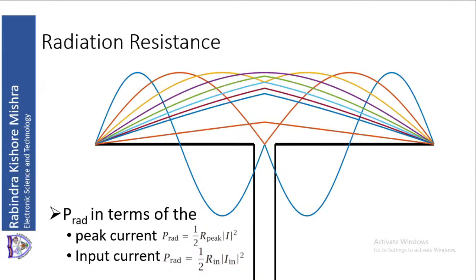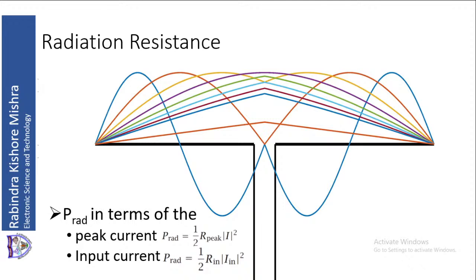Then if L is equal to lambda, which means the total length is lambda, each side is lambda by 2. So you can see this red distribution, which is 0, then goes to peak at the center of the arm, then comes to 0 at the center of the antenna, then goes to peak at the center of the other arm, then goes to 0. So the current is 0 at the center of the antenna.